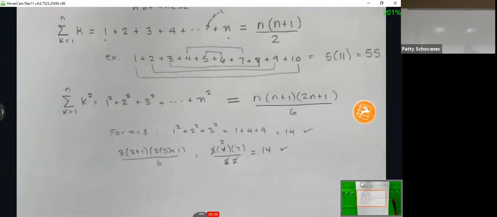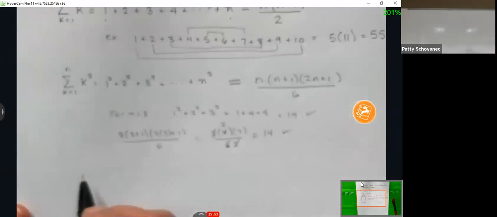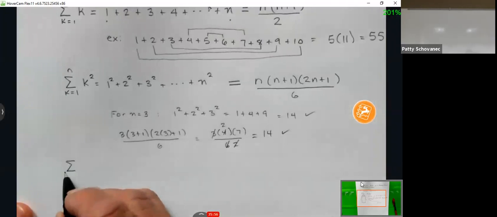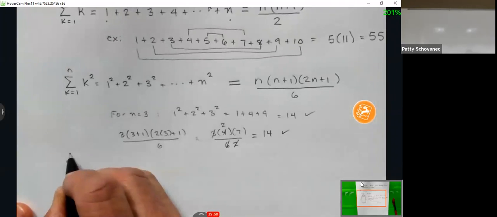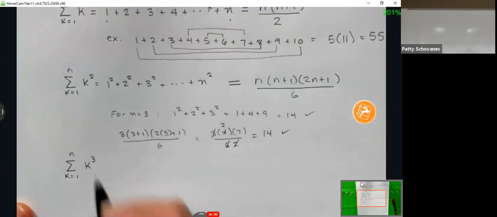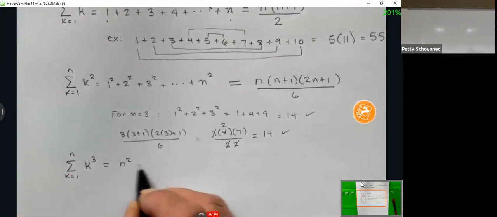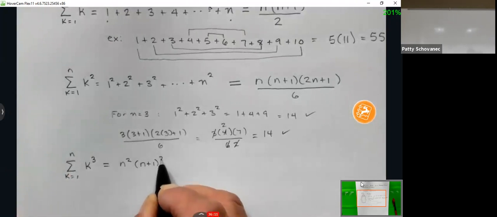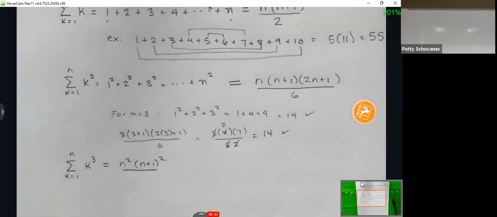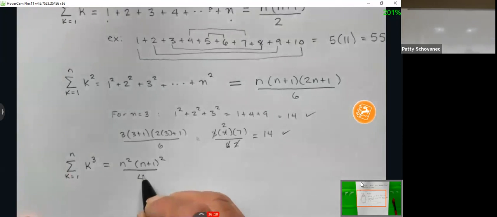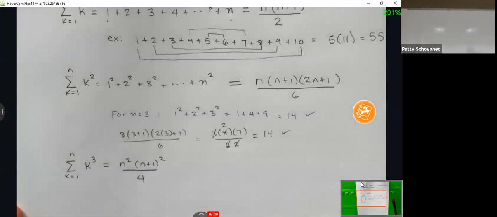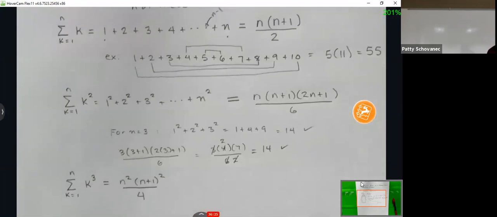For this example, I don't think we need any more, but there is one more formula, and it's the sum of the first cubes. That one looks like n squared times n plus 1 squared, right? n squared times n plus 1 squared over 4. I won't make you memorize these, but I do need to use them in order to do my calculations in the example when we do this in general.